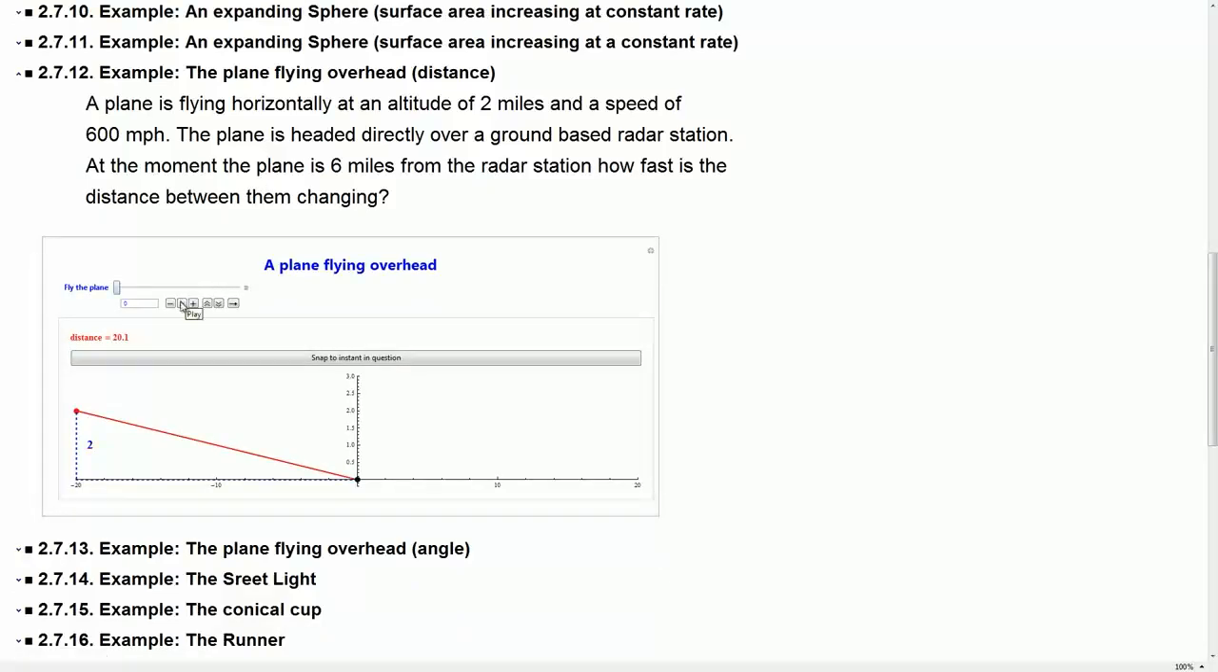So let me play this first. Here's our radar station. Here's our plane. So our plane's going overhead.